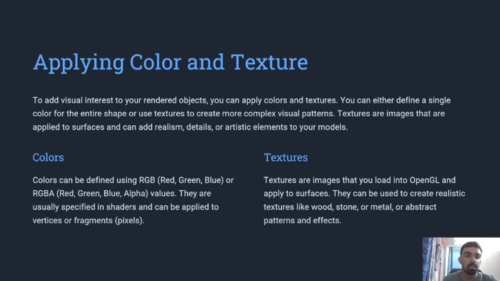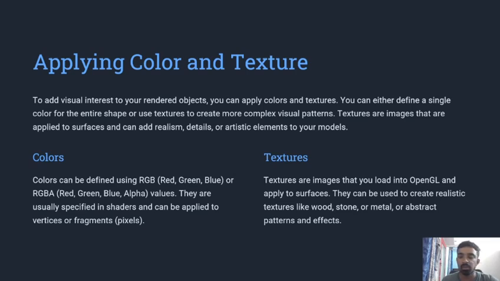Applying color and texture. To add visual interest to rendered objects, you can apply colors and textures. You can either define a single color for an entire shape or use textures to create more complex visual patterns. Textures are images that are applied to surfaces and can add realism, detail, or artistic elements to your models. Colors can be defined by RGB, red, green, blue, or RGBA, red, green, blue, alpha values. These are usually specified in shaders and can be applied to vertices or fragments.